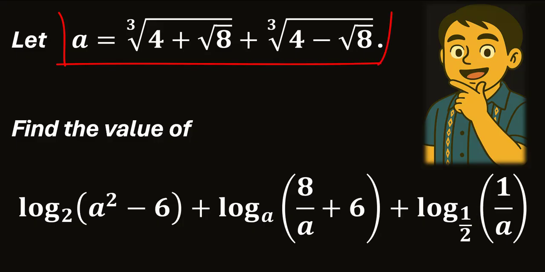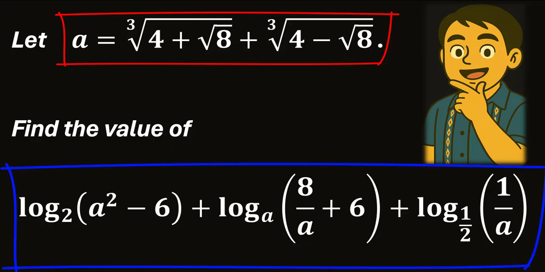Let a equal the cube root of 4 plus square root 8, plus the cube root of 4 minus square root 8. We are asked to find the value of log base 2 of a squared minus 6, plus log base a of 8 divided by a plus 6, plus log base 1/2 of 1 divided by a.